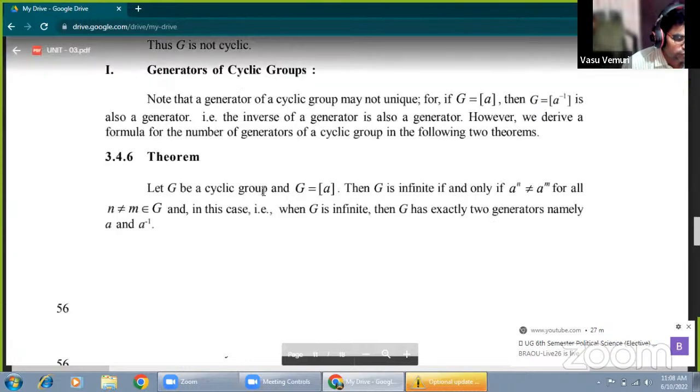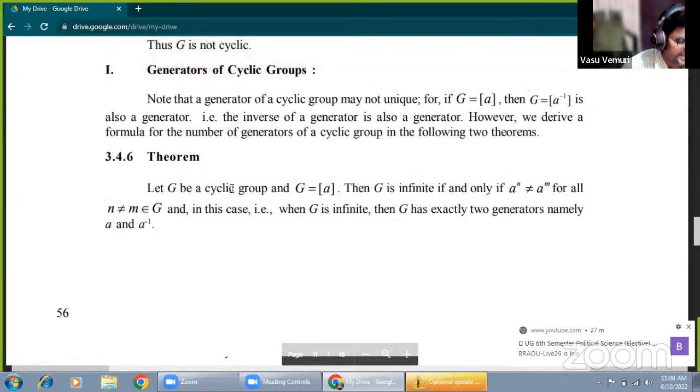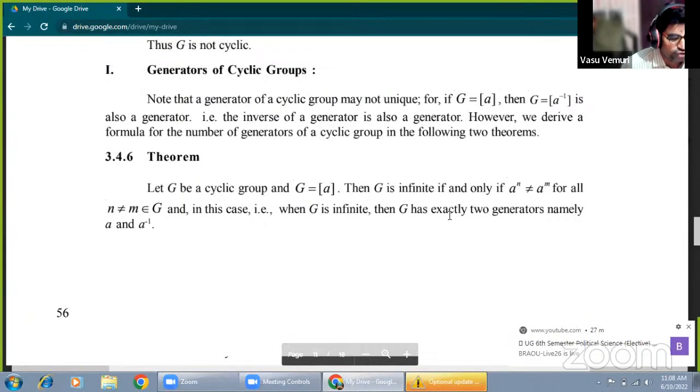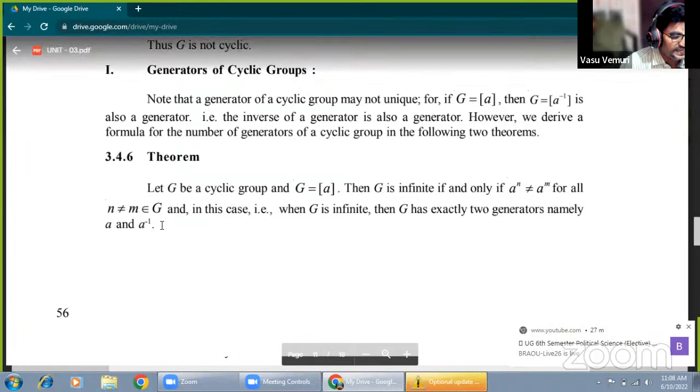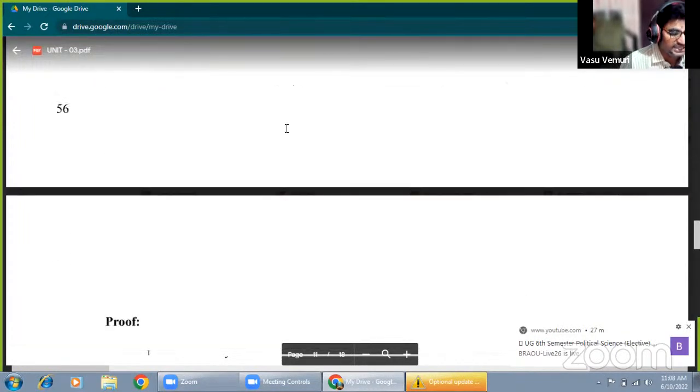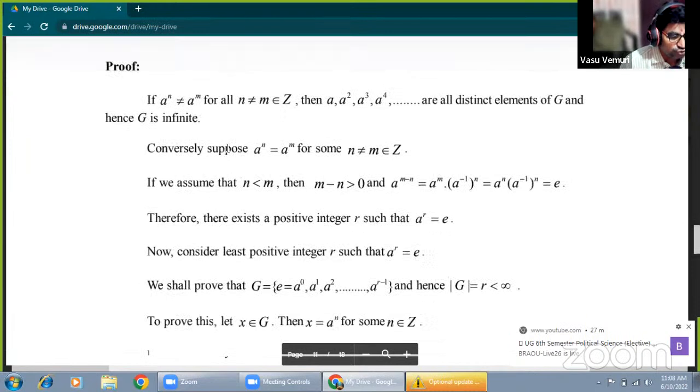There are two particular theorems on how to verify the number of generators of a cyclic group. Already you have to explain phi of n generators, and one is that in an infinite cyclic group there are particularly two generators. Don't forget this one. In an infinite cyclic group there are two particular generators, that is A and A inverse. That is one of the theorems on the properties of generators of a cyclic group. There are two generators in an infinite cyclic group. That is also one of the important points.